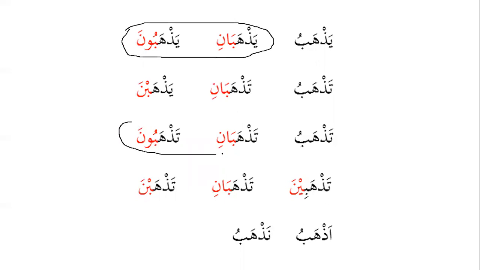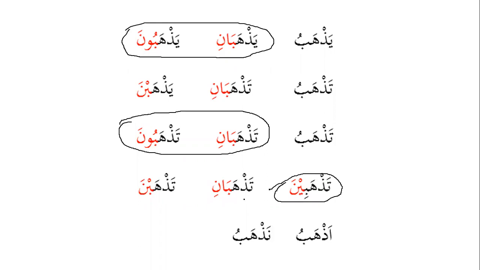Okay, so basically, I want to show you here. They are six. But the grammarians say, because as you can see, yadhabu, yadhabani, yadhabuna. So ani, una, as I told you, you need to remember this, ani, una. And then we have tadhabani and tadhabuna, ani, una. How many of them are there now? 1, 2, 3, 4, and ina, 5.